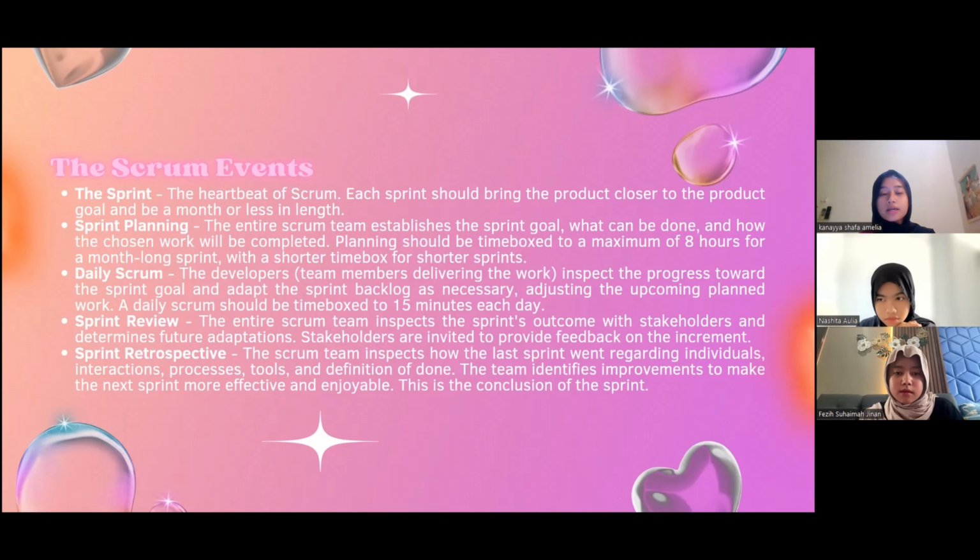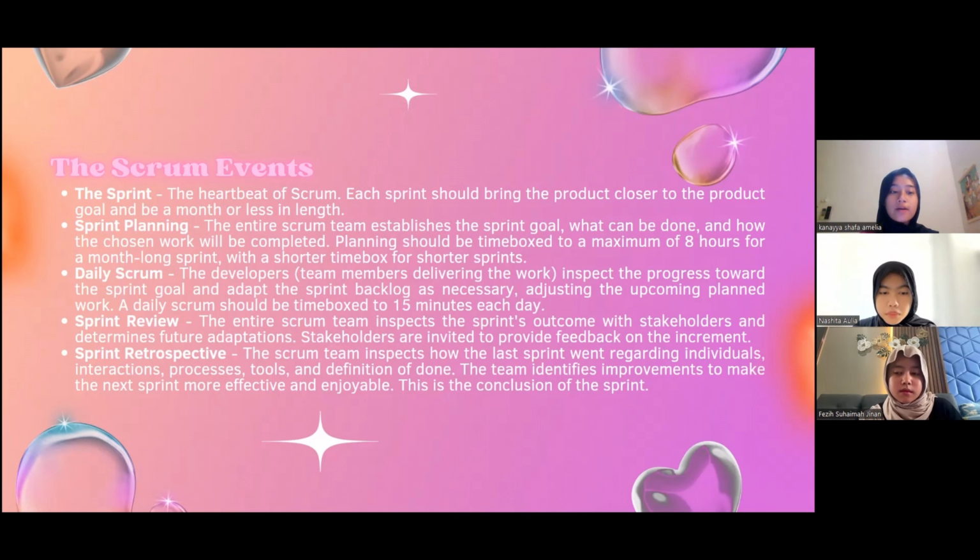The next one, after sprint planning, is the daily Scrum. The daily Scrum is for the developers or team members delivering the work to inspect the progress toward the sprint goal and adapt the sprint backlog as necessary. The next one is the sprint review. In this review, we inspect the sprint's outcome with stakeholders and determine future adaptation.